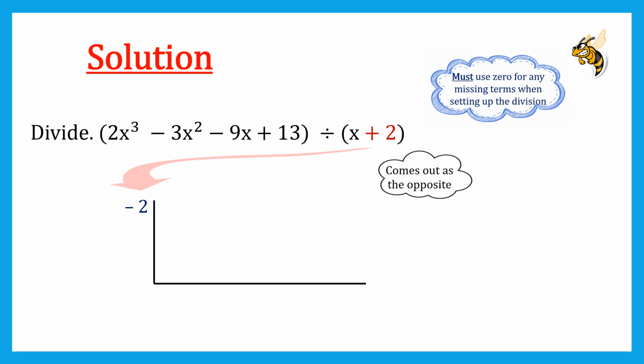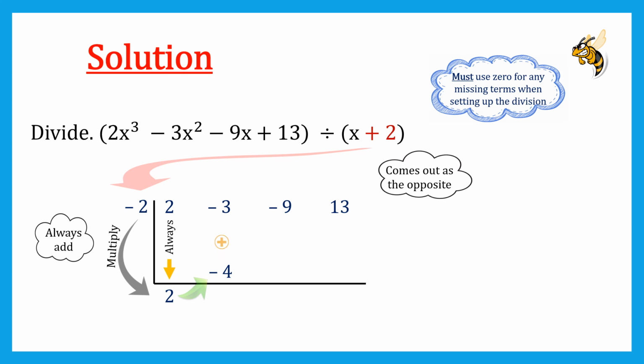So the coefficient of x cubed is 2. The coefficient of x squared is negative 3. The coefficient of x is negative 9. And then there's a positive 13. The first one always comes down. And then we're going to take the outside, negative 2, and multiply the bottom. So it's going to be negative 2 times 2, which is negative 4, and it goes inside.